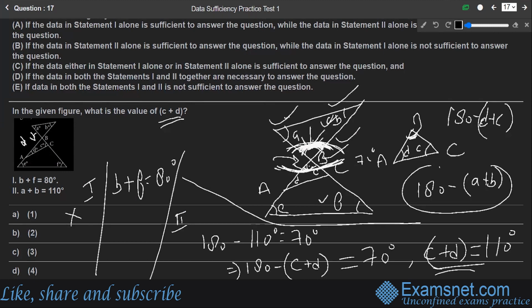So we have to choose the option B, which says statement two alone is sufficient, but statement one alone is not sufficient. So option B becomes the right answer.